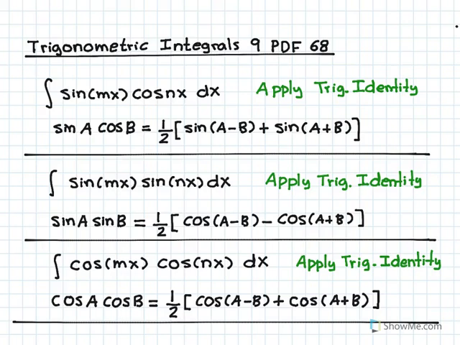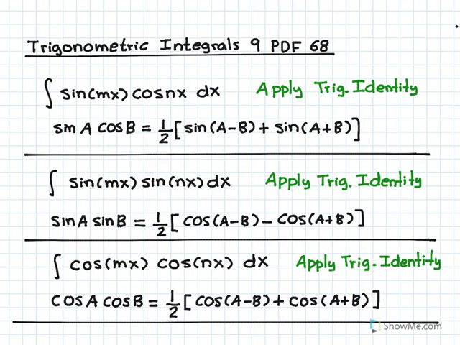In this video, we're going to look at integrals of products of sine and cosine functions, as well as products of two sine functions and also products of two cosine functions. The basic strategy is to apply a trigonometric identity and then do a U substitution. So this is actually going to be fairly easy. Once you apply the trig identity, the resulting integral will be very easy to solve by doing a U substitution.